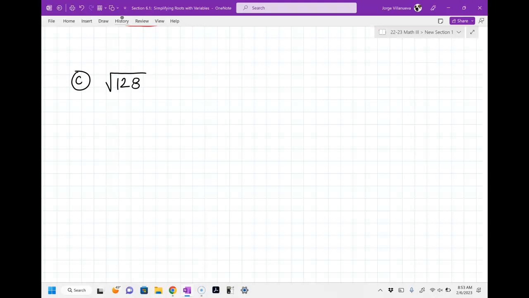Next is 64. Can you divide 128 by 64? Yeah, you can. It's 64 times 2. So this is the square root of 64 times 2. Which one of these has a nice square root? 64. So if we bring it out, it's going to become an 8. Square root of 2. Does 2 have a square root? No, so you're done.